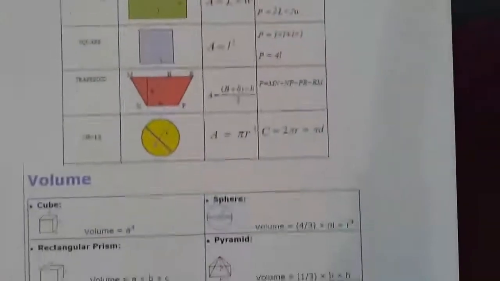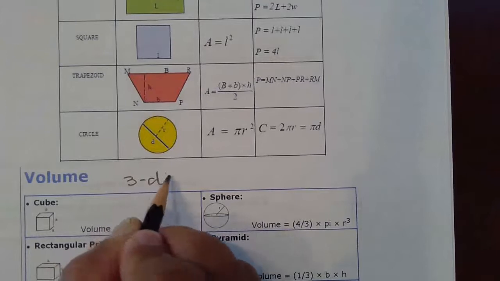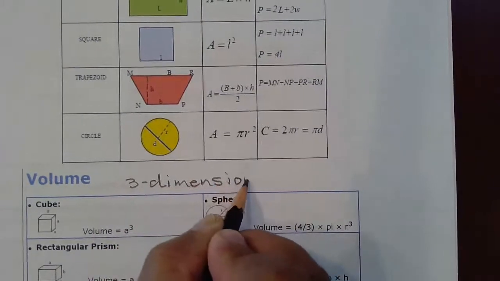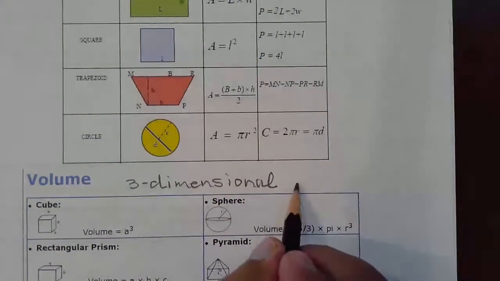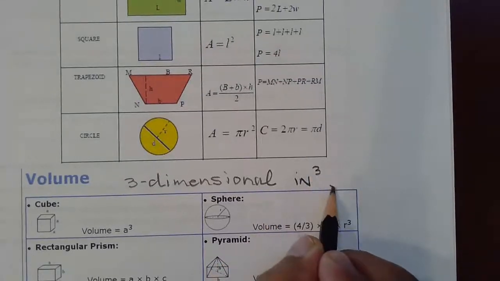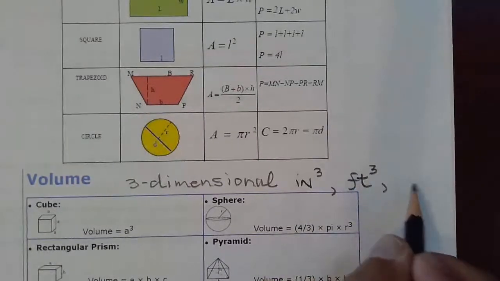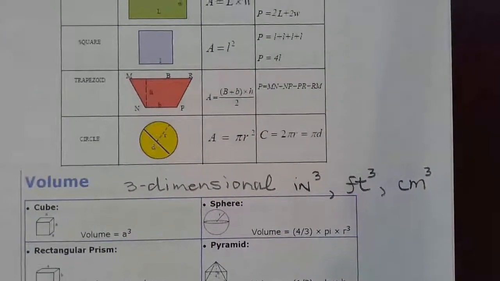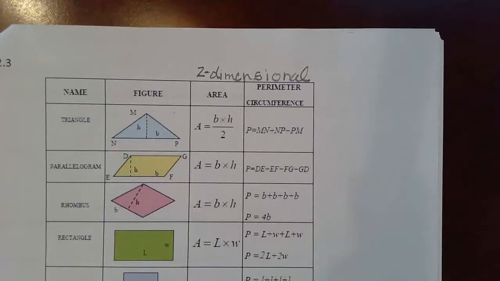This is the first page of your lessons note packet. So again, when I say it's three-dimensional, it means that in your answer, it will be inches cubed. If the unit in the answer is feet, it'll be feet cubed. If it's centimeters, it'll be centimeters cubed. It's a three-dimensional concept. Area, on the other hand, is a two-dimensional concept.